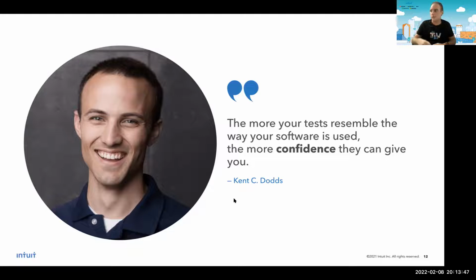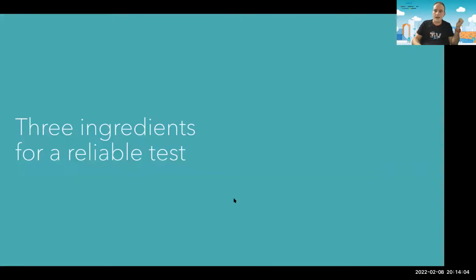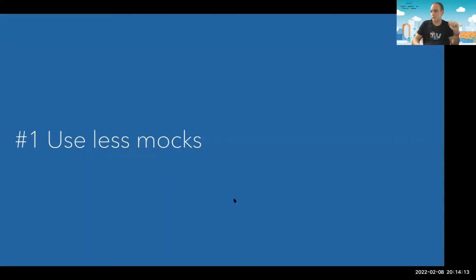This idea will be connected to all 3 ingredients. And if you understand this idea that your tests need to use your software absolutely the same way as the user does, it will make your tests last and be reliable. And let's switch to the main part finally. 3 ingredients for a reliable test. Starting with the first ingredient: use fewer mocks. Simple as that.